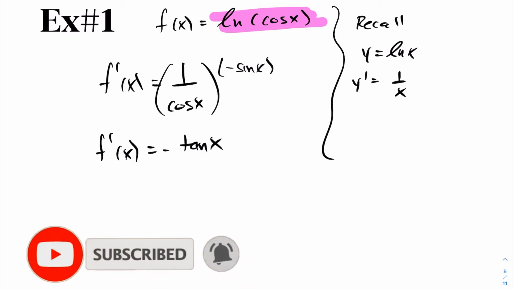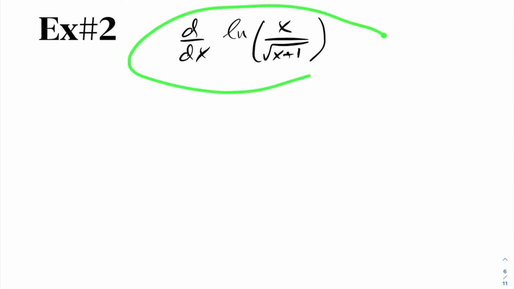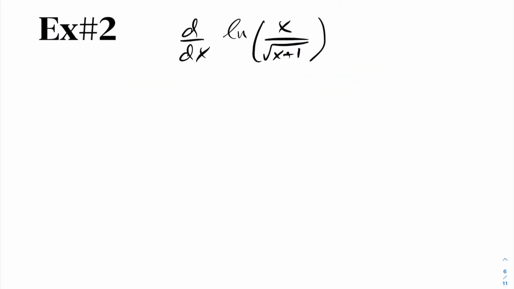Let's try another. For this question here, we want to take the derivative of ln of x over the square root of x plus 1. You're going to want to apply your logarithmic properties here. Notice we'll have to end up using the quotient rule to take the derivative of this in its current form. So let's go ahead and use our logarithmic properties.